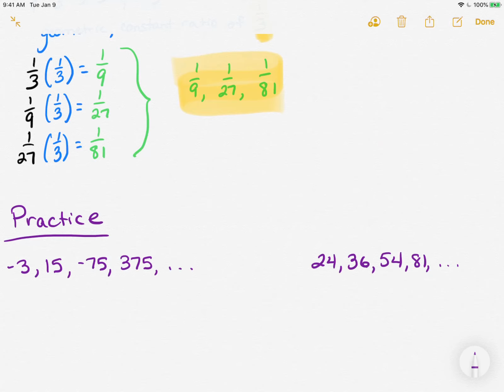Arithmetic is a little basic for this class because you learned how to count by fives or count by tens a long time ago. Geometric is the new part.